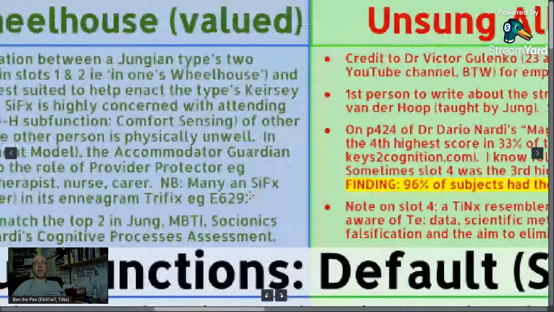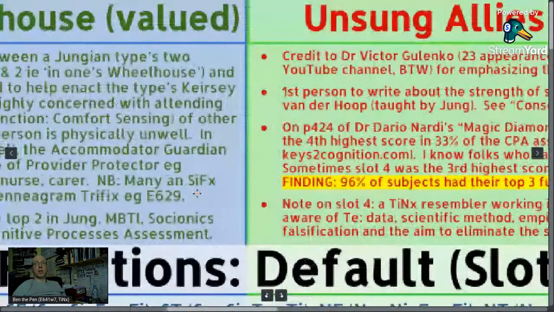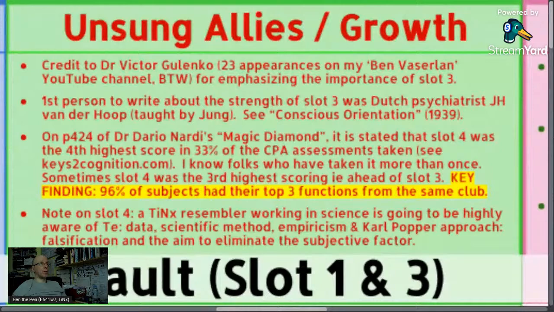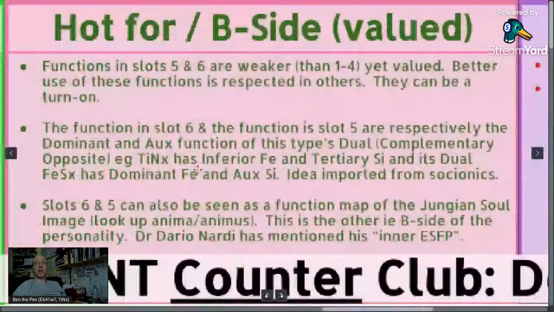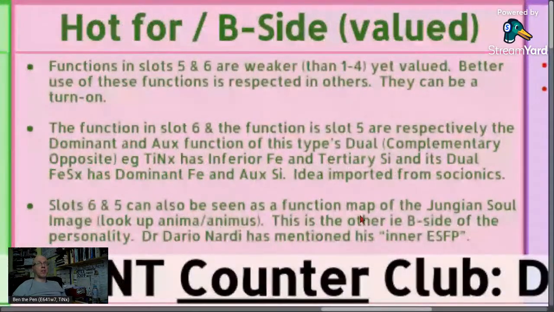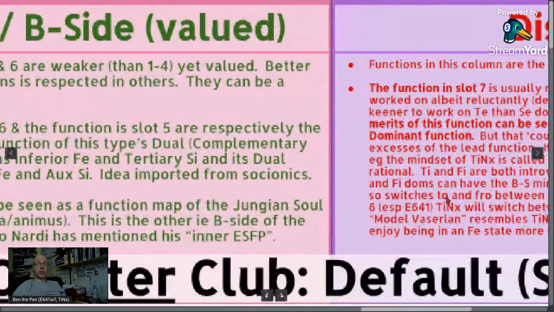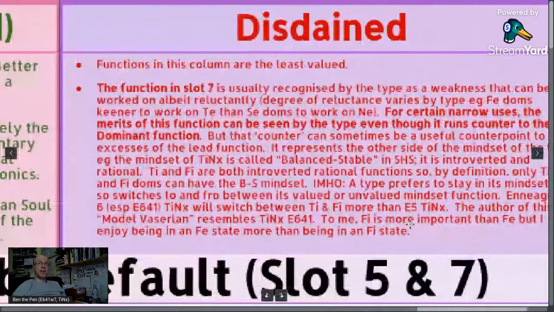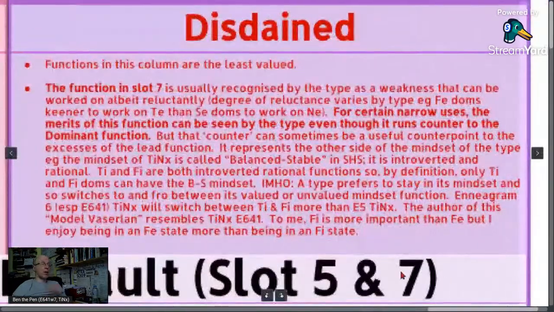And then just going to do all of these so you can see them later on. So the B side's going to be NI and TE. In ISFP, the B side functions are NI and TE, and the disdained functions are going to be TI and NE.